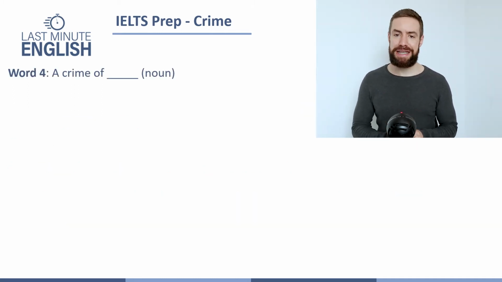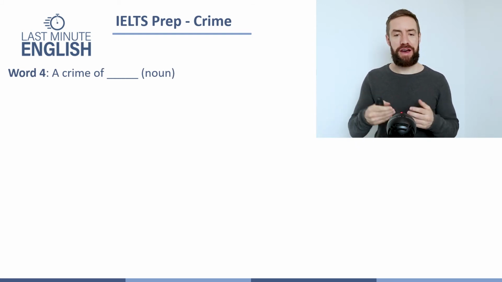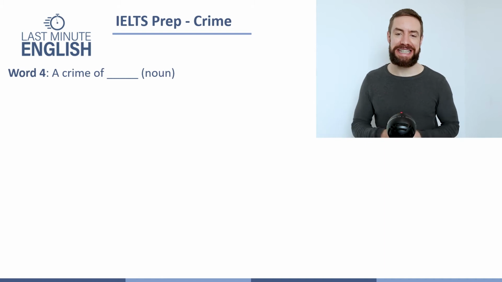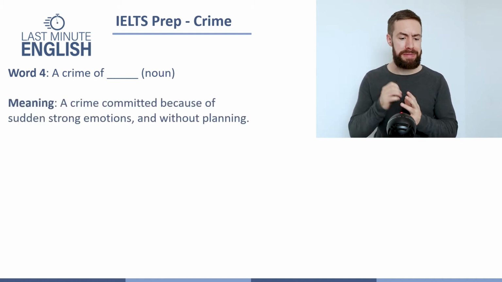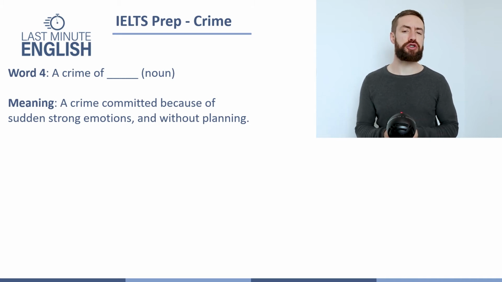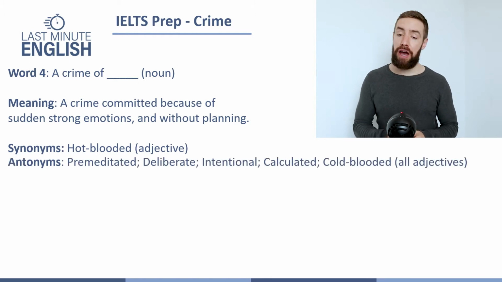This one is a phrase, and it is a crime of... So we have to guess what the missing word is. And this one is a noun. The meaning is a crime committed because of sudden strong emotions without any planning. Okay? And we have some synonyms. Hot-blooded, that's an adjective. And the opposite, the antonyms, we have premeditated, a word we know now.